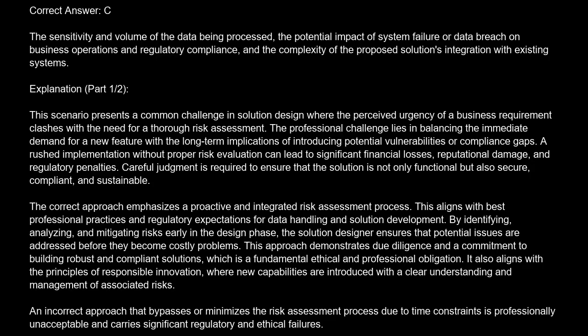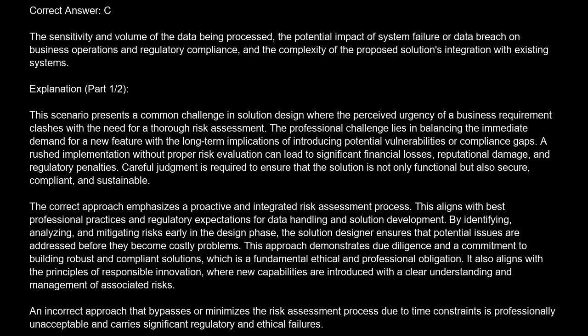The correct answer is C. The sensitivity and volume of the data being processed, the potential impact of system failure or data breach on business operations and regulatory compliance, and the complexity of the proposed solution's integration with existing systems. Explanation. This scenario presents a common challenge in solution design, where the perceived urgency of a business requirement clashes with the need for a thorough risk assessment.